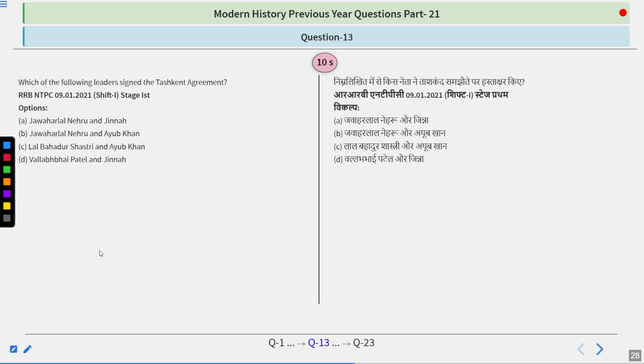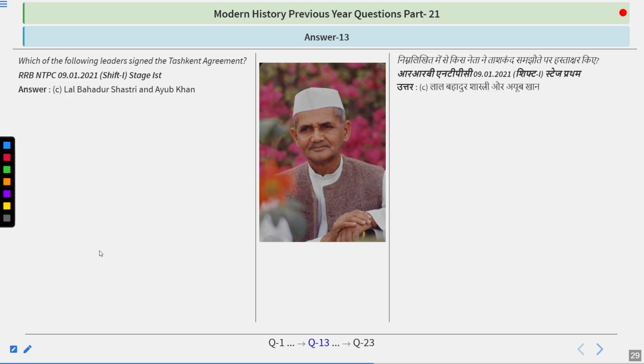Which of the following leaders signed the Tashkent Agreement? Very important and easy question this is. I think you don't require any time, but still. Options are Jawaharlal Nehru and Jinnah, Jawaharlal Nehru and Ayub Khan, Lal Bahadur Shastri and Ayub Khan, and Vallabhbhai Patel and Jinnah. So think about it. And I guess the answer you are looking for is Lal Bahadur Shastri and Ayub Khan.